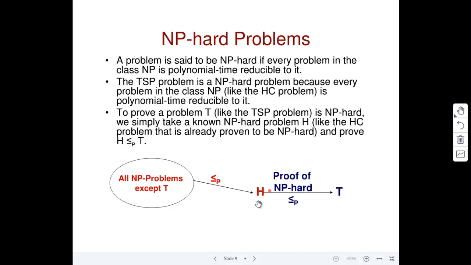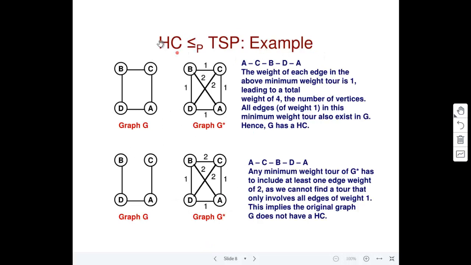You take a problem that has already been proved to be NP hard and you show that that particular NP hard problem is polynomial time reducible to your research problem. Then you can claim, if you prove that some problem that is already proved to be NP hard is polynomial time reducible to your problem, then you can claim your problem is also NP hard, because that's what we just now did. The Hamiltonian circuit problem is in the class NP as well as it is proved to be NP hard. It's in the literature. So we take up one NP hard problem, meaning it's already proved to be NP hard, and we show that it is polynomial time reducible to the traveling salesman problem. That means the traveling salesman problem is also NP hard.